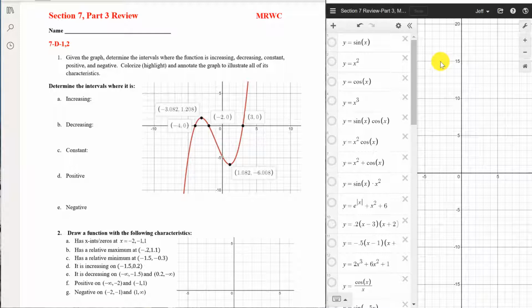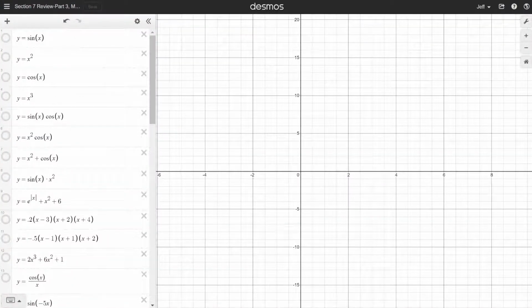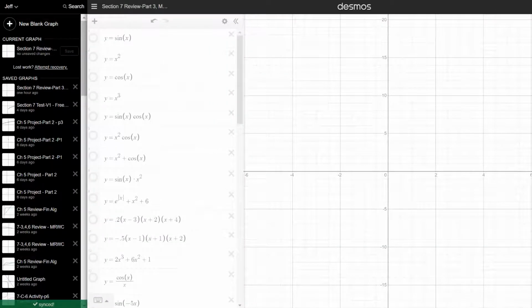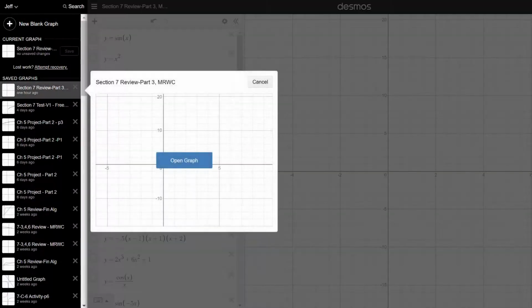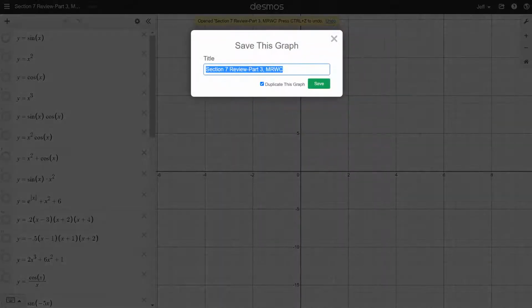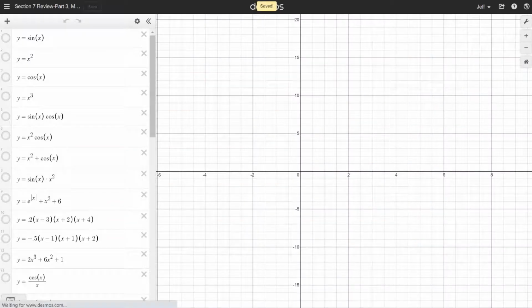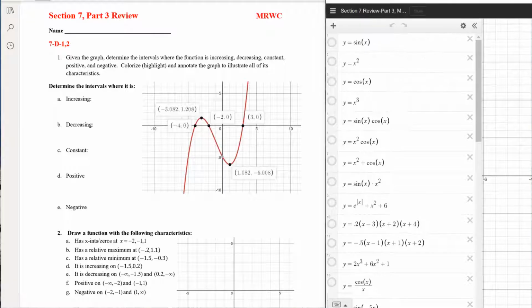Make sure you get Desmos set up, so make sure you log into your account. I've already done that. Go up to the top left of the screen, select New Blank Graph, and then enter a title, something appropriate, like Section 7 Part 3 review. Get your Desmos set up, ready to rock.